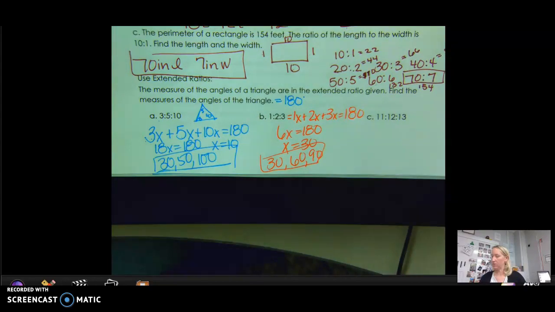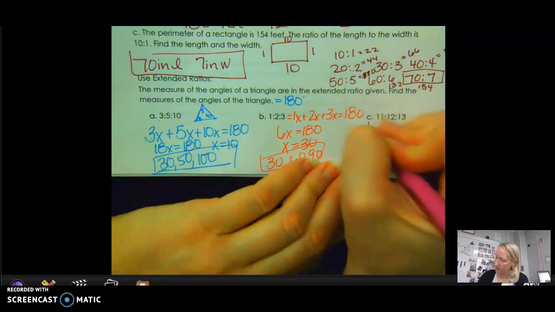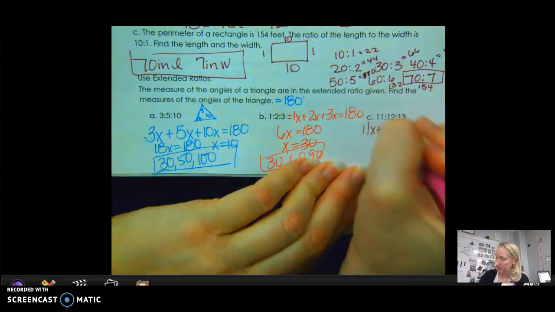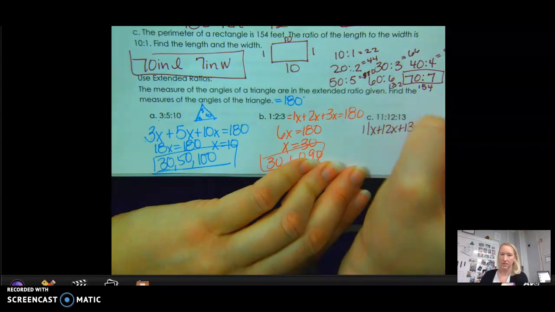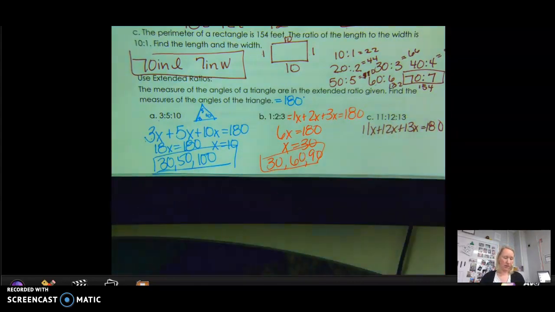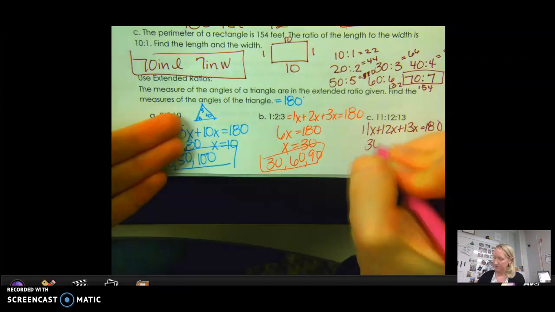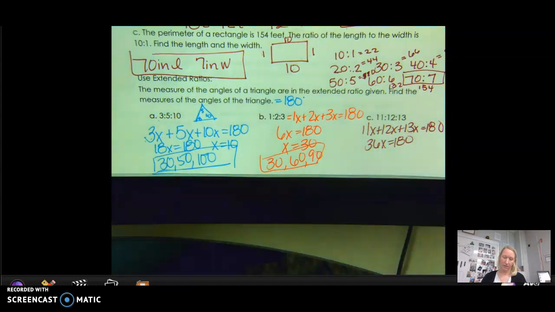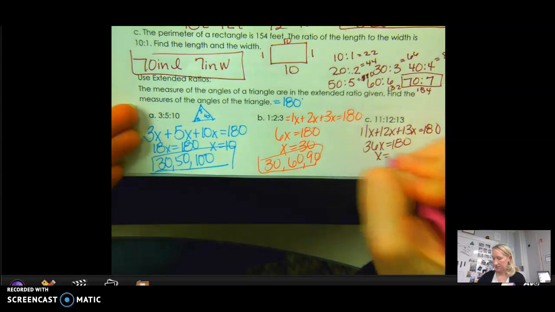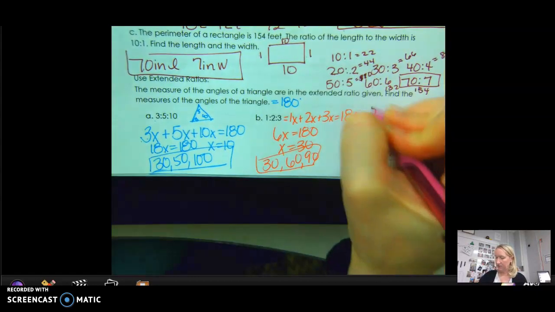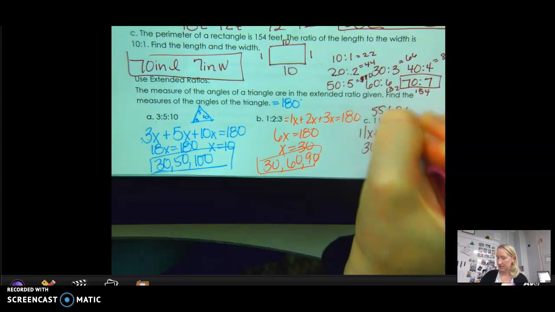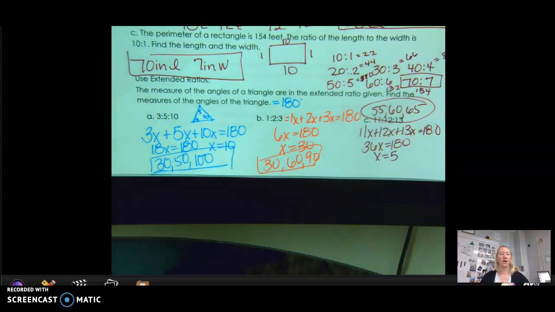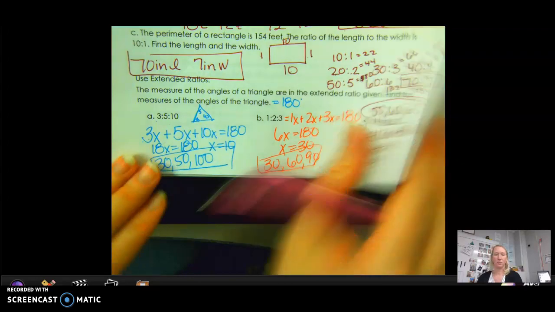And then the last one on here, 11x plus 12x plus 13x equals 180. I need my calculator for this. So 11 plus 12 plus 13, that's 36x equals 180. So I'm going to do 180 divided by 36, and I get x equals 5. So I'm going to plug it back in. So we have a 55, a 60, and a 65 degree angle. All right, there is a second video for you to watch for 6.1, guys.